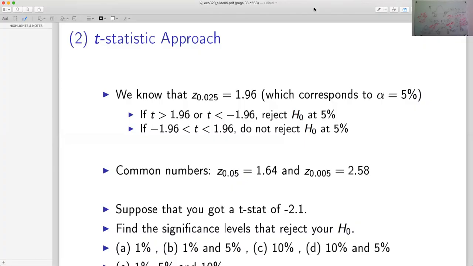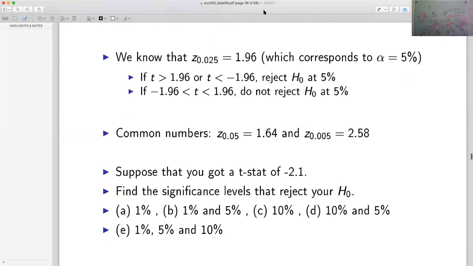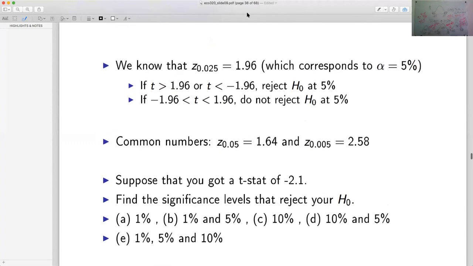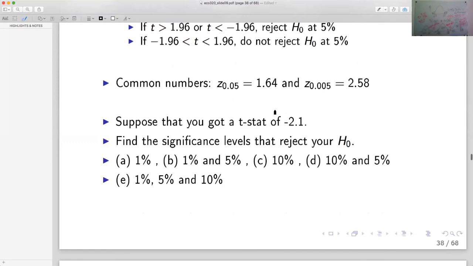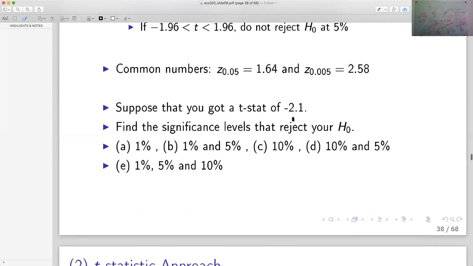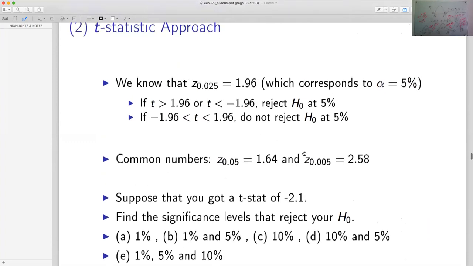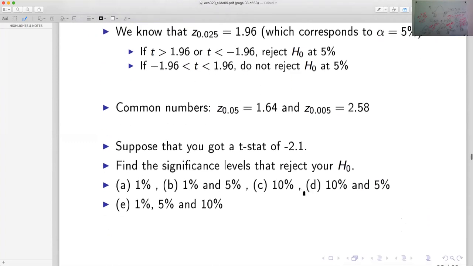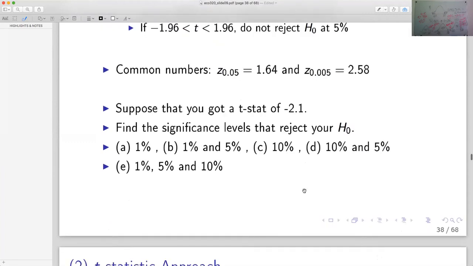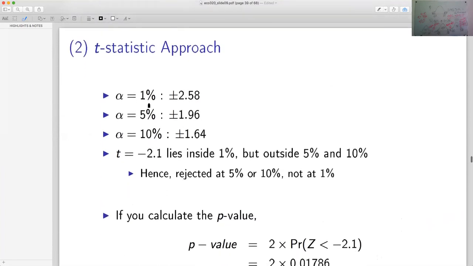Okay. These are the most commonly used numbers. I already explained that. Most of the time for your homework and exam, you're going to use numbers around this range. Suppose that you have a t-stat of negative 2.1. Please try to do all this on your own, right? I will just leave you the answer. Alpha equal 1%, and this is like that. So negative 2.1 lies inside of this, but outside of this. So you reject at 5% and 10%, not at 1%.